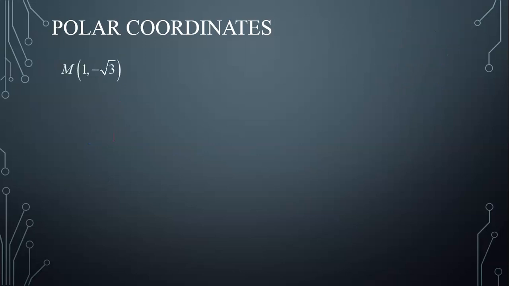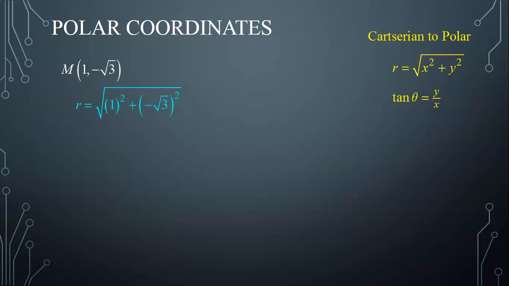In this other example, I am given a point M with Cartesian coordinates 1 for x and negative square root 3 for y. To find the polar coordinates of M, I use the conversion formulas from Cartesian to polar. Using x equals 1 and y equals negative square root 3, I first find r equals the square root of 1 squared plus negative square root 3 squared, which is in fact the square root of 1 plus 3 equals square root of 4, which leads me to r equals 2.